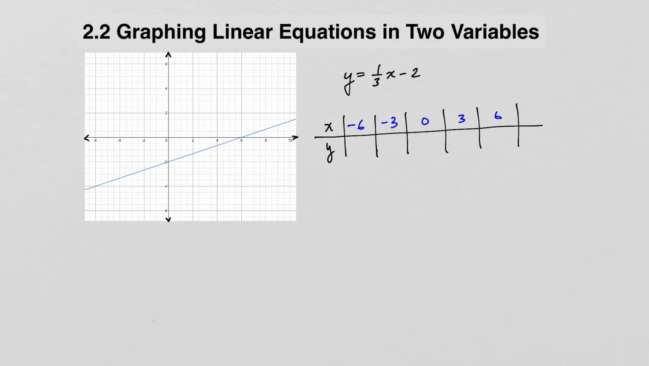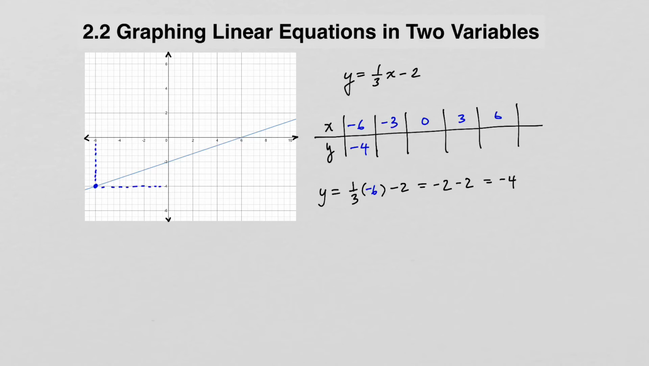When x equals -6, y will equal 1/3 multiplied by -6, and then minus 2. 1/3 times -6 is -2, and then -2 minus 2 is -4. So when x is -6, y is -4. And we can see that that point, -6, -4, is right here on the graph. Notice that that's x equals -6 and y equals -4.